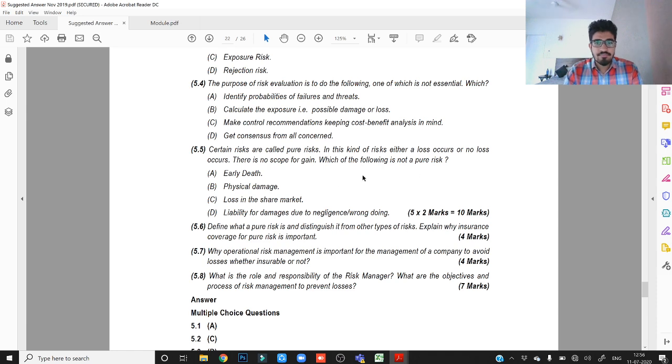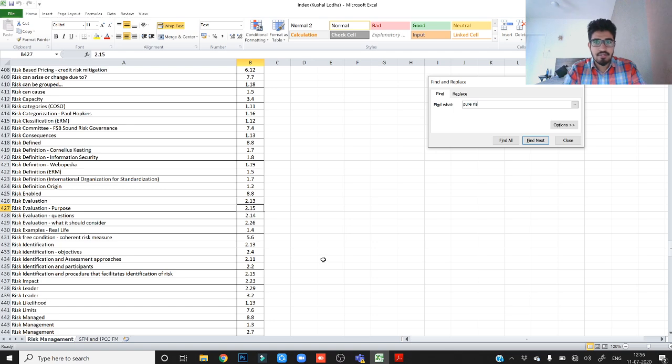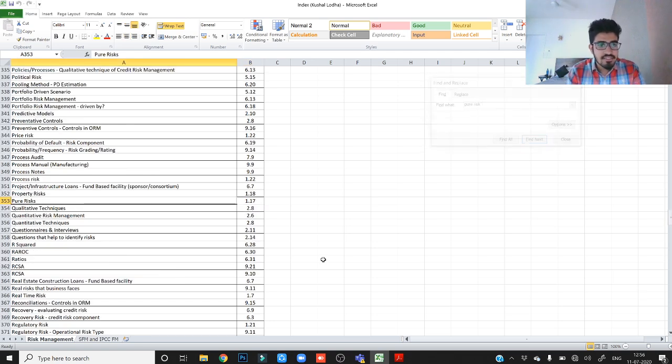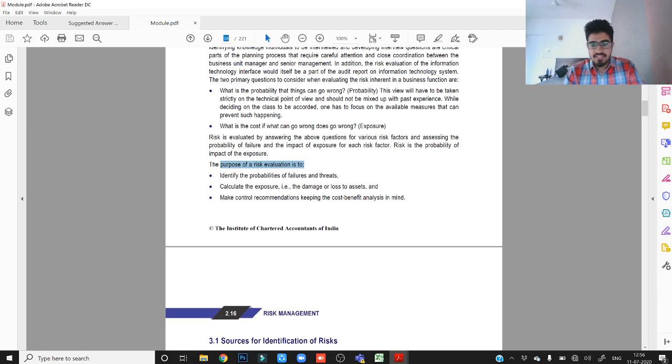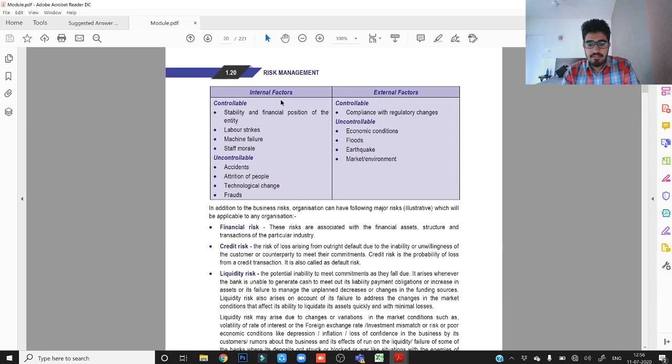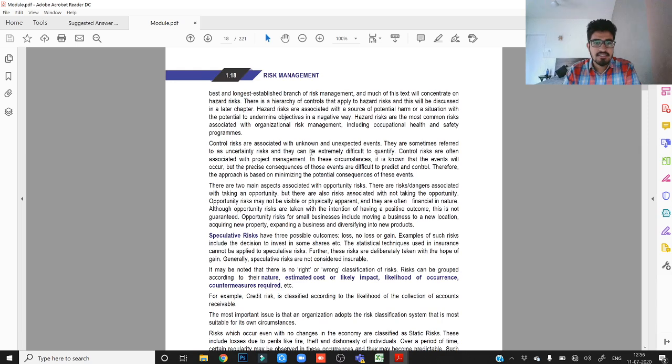Which of the following is not a pure risk? Again, as I told you, you can go to the index and type pure risk. You'll get this on page 1.17 of the module. If you go to page 1.17, you can get the examples of pure risks.